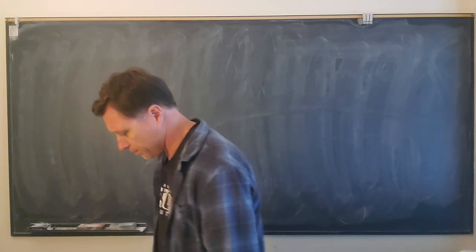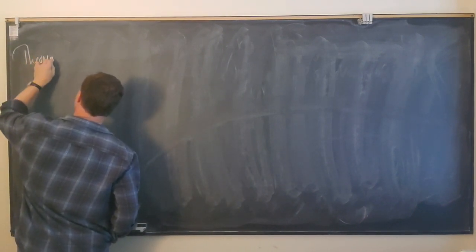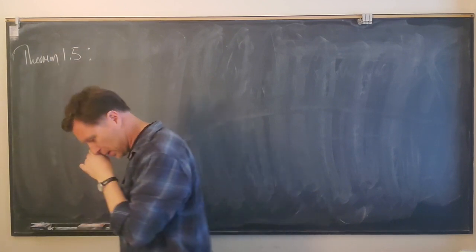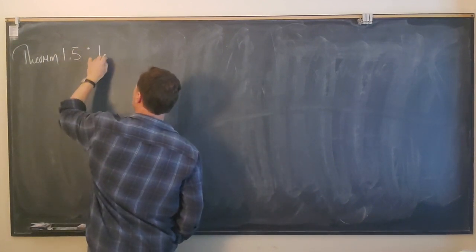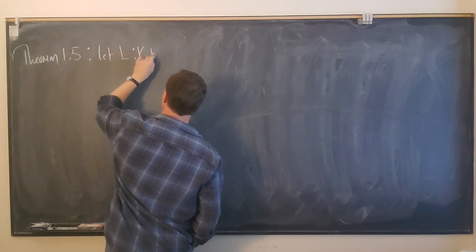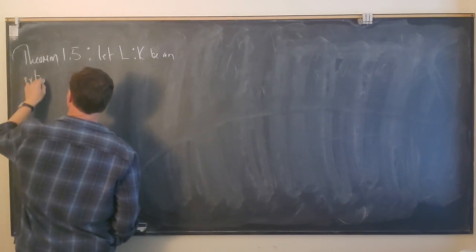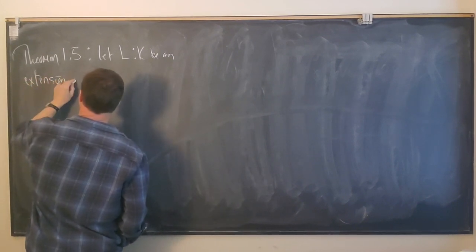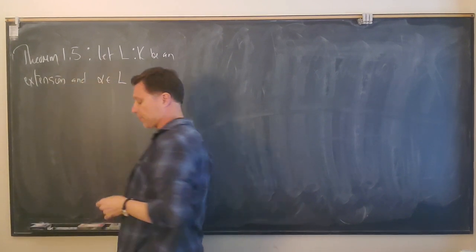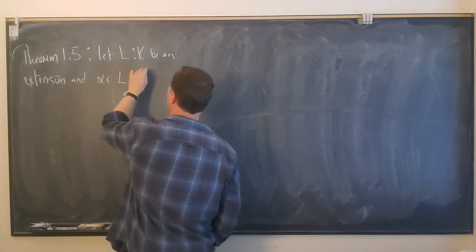So our next theorem goes like this. Let's take an extension. So let L over K be an extension, and we're going to take an element, let's say alpha, in capital L. Now, this is really kind of an amazing theorem here. So it goes like this.